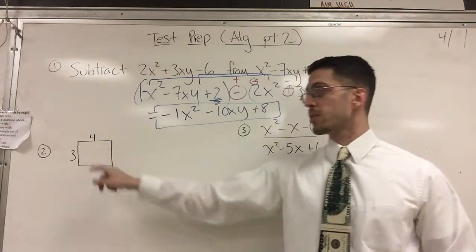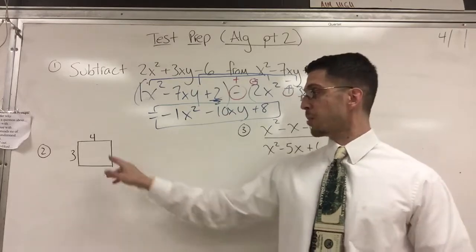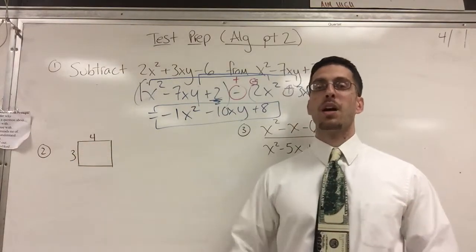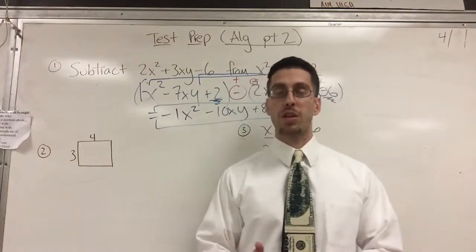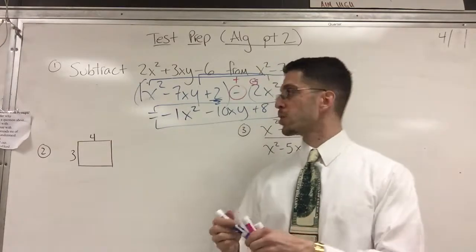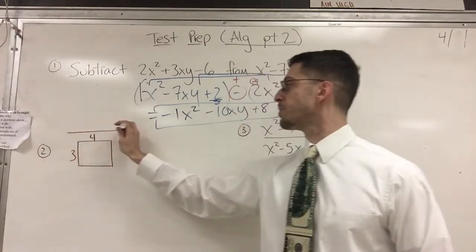Let's look at this. This looks easy, but I'm going to make it a little hard. Think about this as, let's say, a pool. I have a pool, it's 4 feet by 3 feet. But I want to put a nice border around it, and I need the border to be the same space on this side and this side. So here's my border.